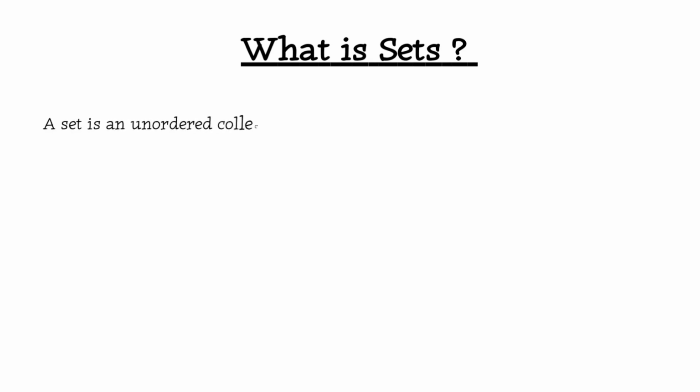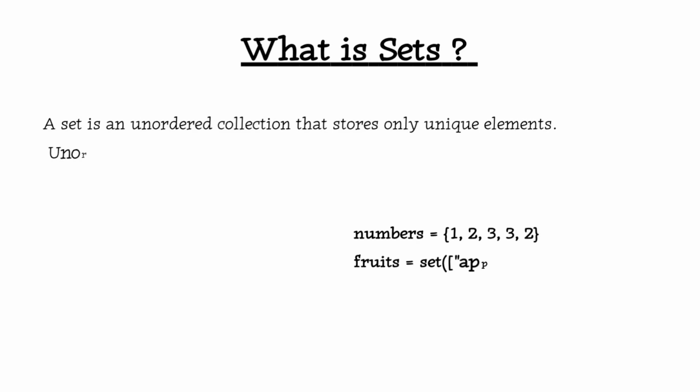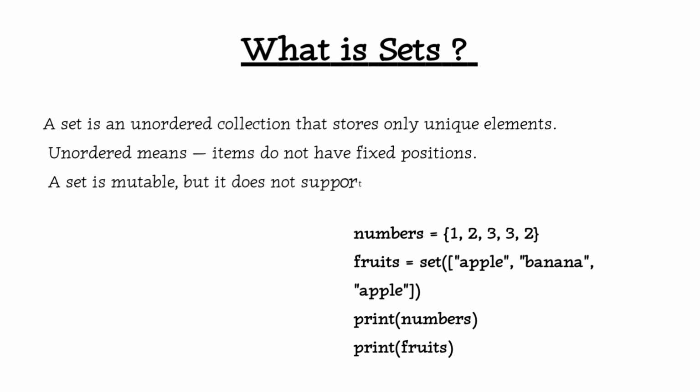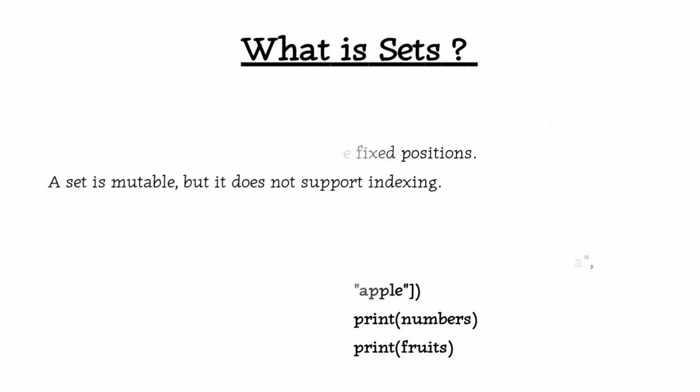A set is an unordered collection of data that stores only unique elements. Unordered means items do not have a fixed position. A set is mutable in nature. That means we can perform editing and deleting operations on sets. For detailed practical examples, I will explain them later with a practical approach too.